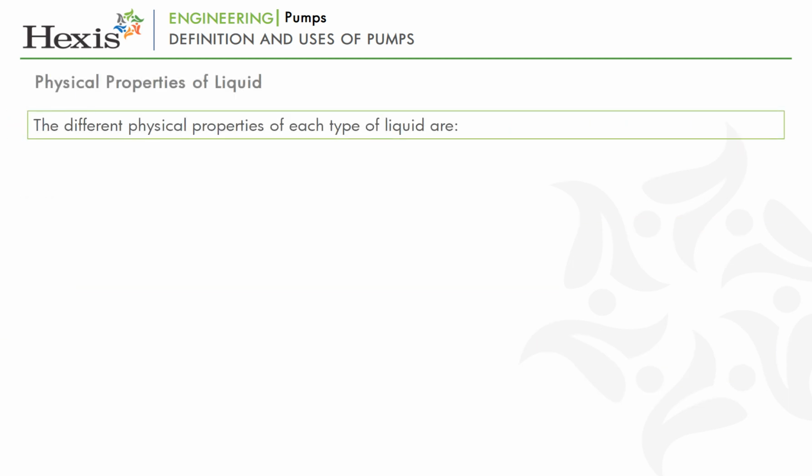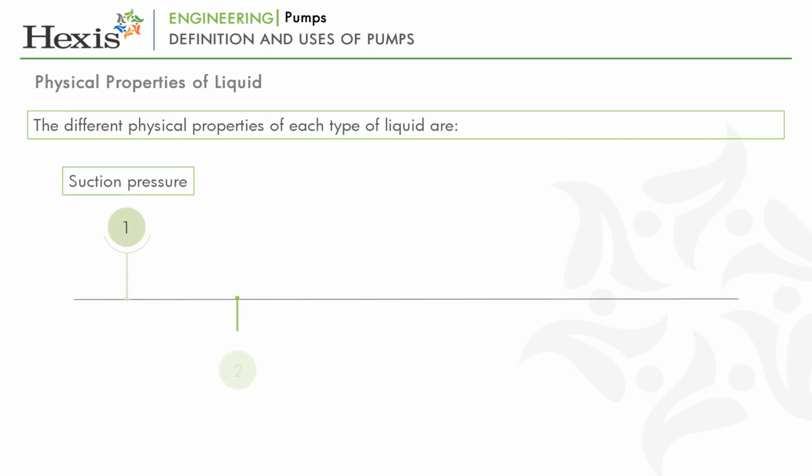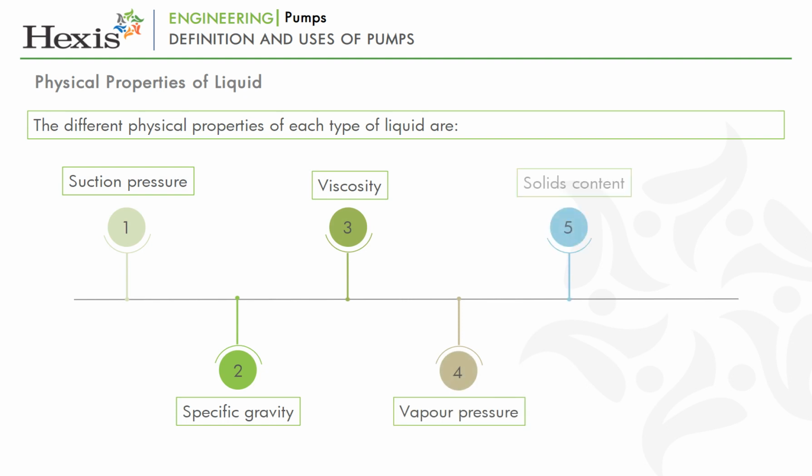The different physical properties of each type of liquid should be taken into consideration when sizing and selecting a pump. The most important physical properties are suction pressure, specific gravity, viscosity, vapor pressure, solids content, and lubricity.